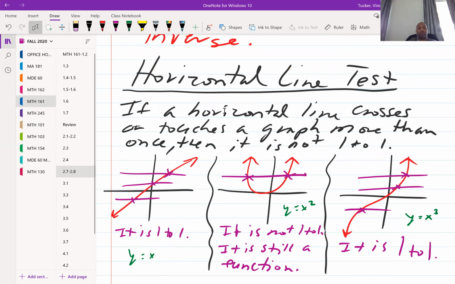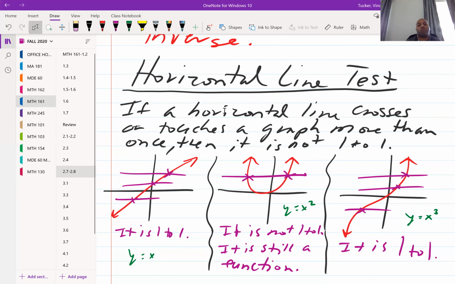So just three examples of a function using the horizontal line test for a graph. So looking at that first one, that's y equal to x, our linear equation. That is one-to-one. The horizontal line only touches it once, no matter where you draw it.